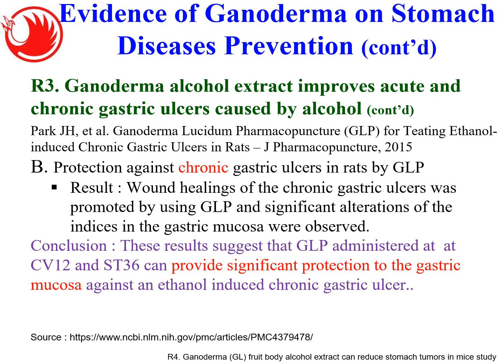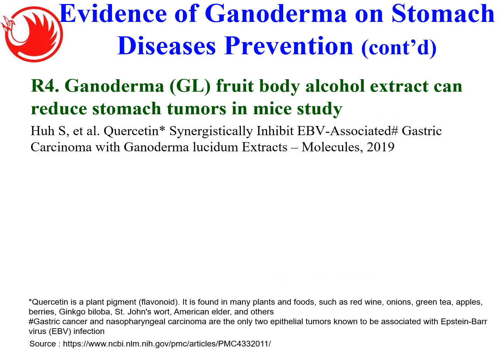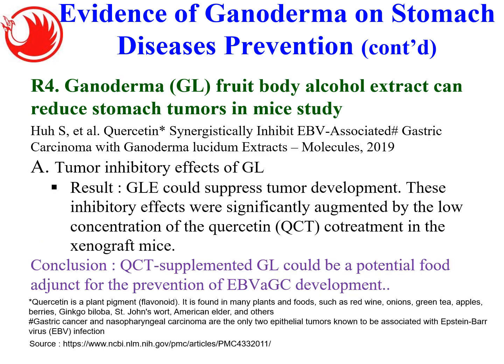Next, another research focuses on using Ganoderma fruit body alcohol extract, which is a terpenoid, on stomach tumor in the mouse model also. From the research, they found that the GL could suppress the tumor growth caused by a virus, the EBV virus.